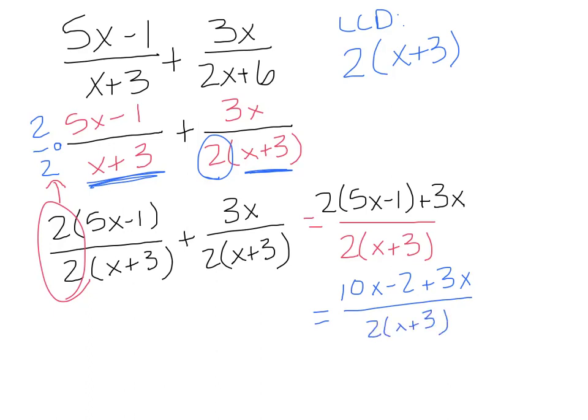Now it's just a matter of simplifying, adding the top, combine like terms. 10x plus 3x is 13x minus 2 over 2 times x plus 3. Can't simplify it any further because I can't factor, so I'm done. That's the addition of those two original fractions that we had with their least common denominator of 2 times x plus 3.